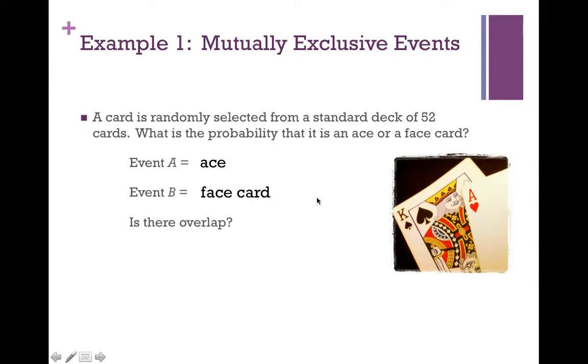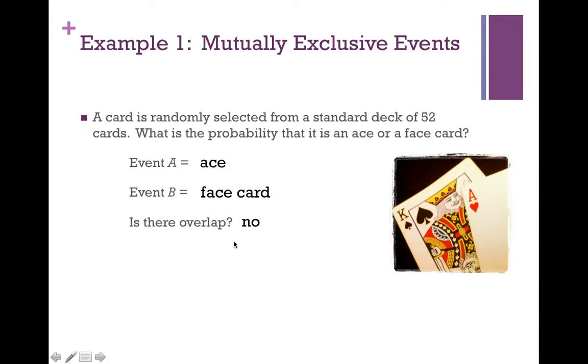Remember, that's the kings, the queens, the jacks. So, is there any overlap in these two events? In other words, is it possible that there are any cards that are both an ace and a face card? The answer is no. So, if there is no overlap, then that makes these two events mutually exclusive.